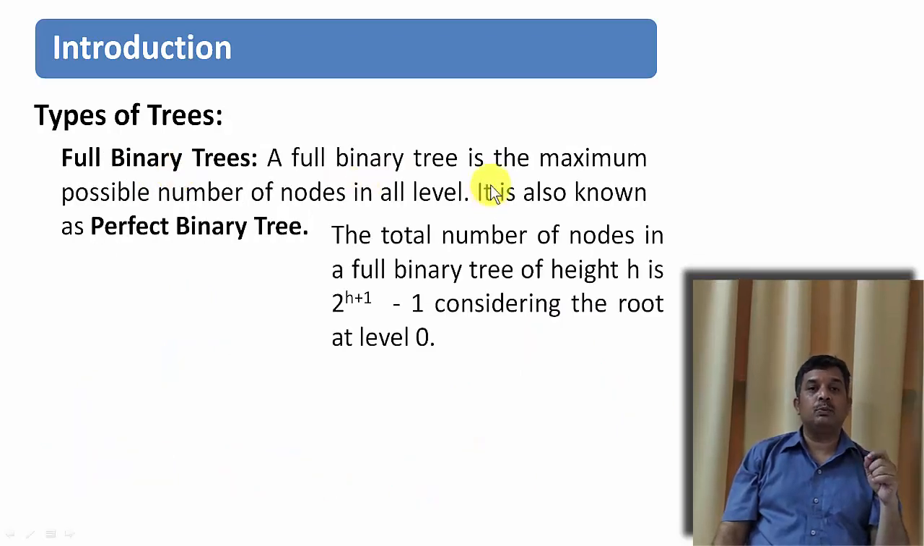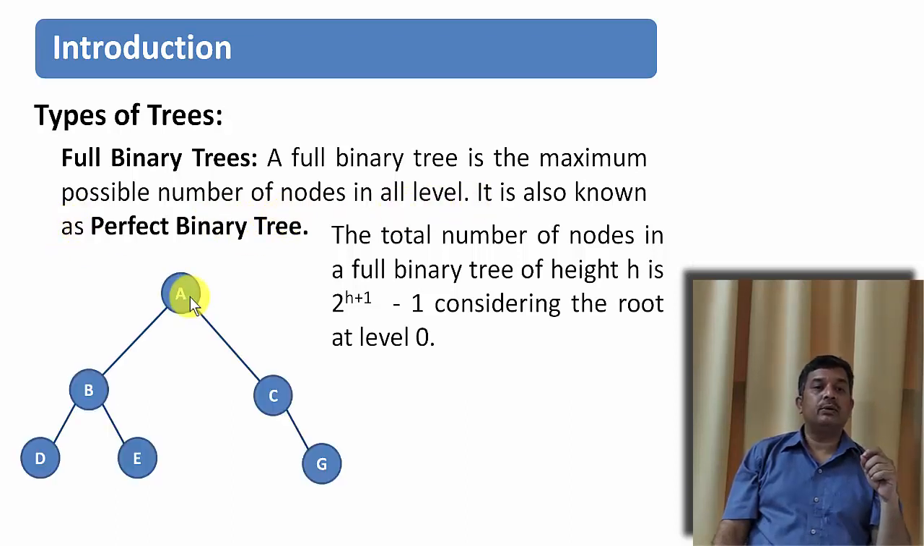The tree with the maximum possible number of nodes in all levels is also known as a perfect binary tree. So you can see here, each leaf is at the same level. It means the maximum number of possible nodes in every level. At this level there are 2 possible nodes, at this level there are 4 possible nodes, and in the next level there will be 8 possible nodes. In that way I can say this is a perfect binary tree.